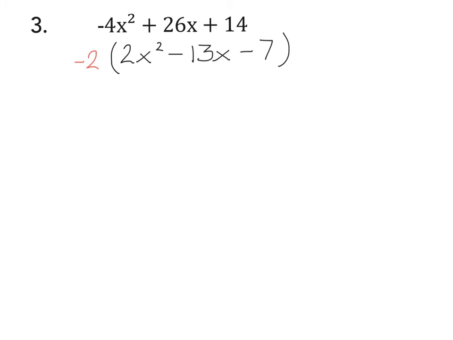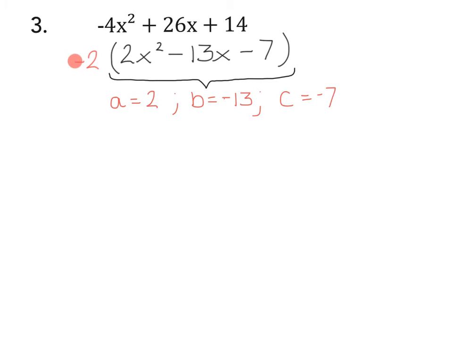And be very careful with your signs here. We're factoring out a negative 2. Because it's a negative, you're going to essentially flip all your signs. So again, be careful with that. Now that we have this as a trinomial, we are going to focus on what's inside of the parentheses. We now need to identify a, b, and c. a is equal to 2, b is equal to negative 13, and c is equal to negative 7.